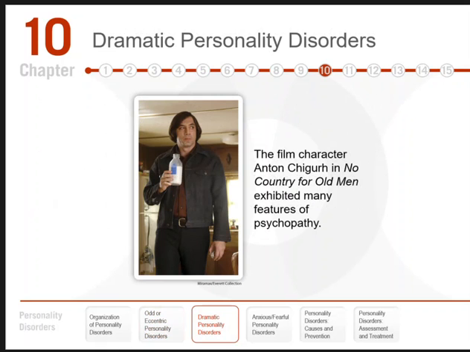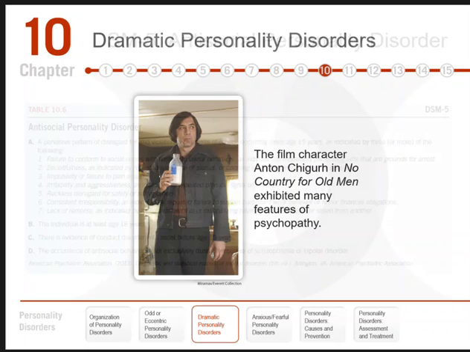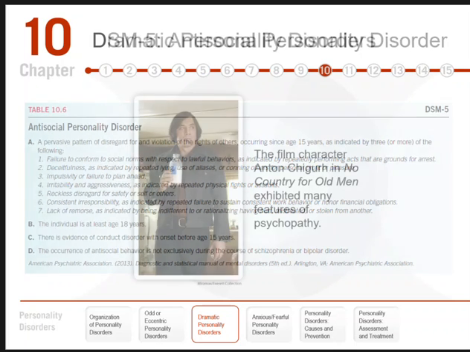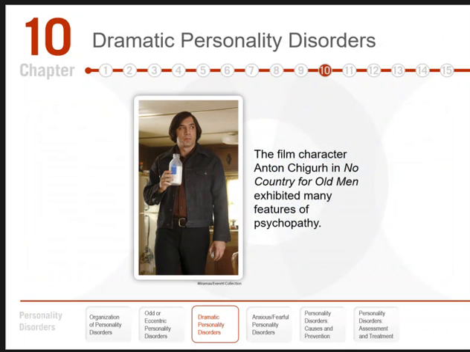You may have watched No Country for Old Men, and he exhibited the next type of personality disorder, which is dramatic personality, psychopathology, which is a lack of feeling for other people. Antisocial personality disorder, that would be our friend back here. He definitely had an antisocial personality disorder.